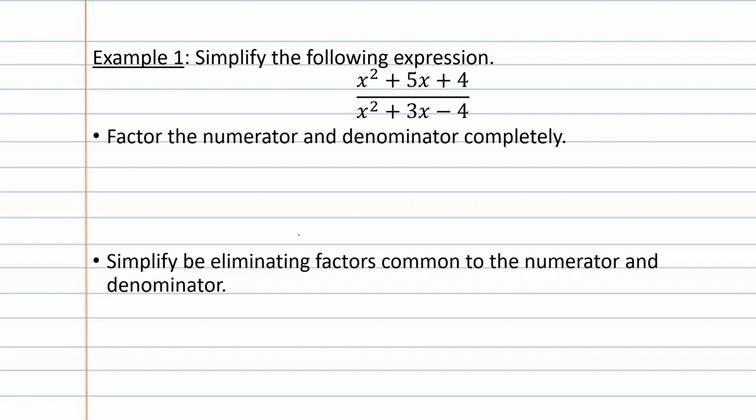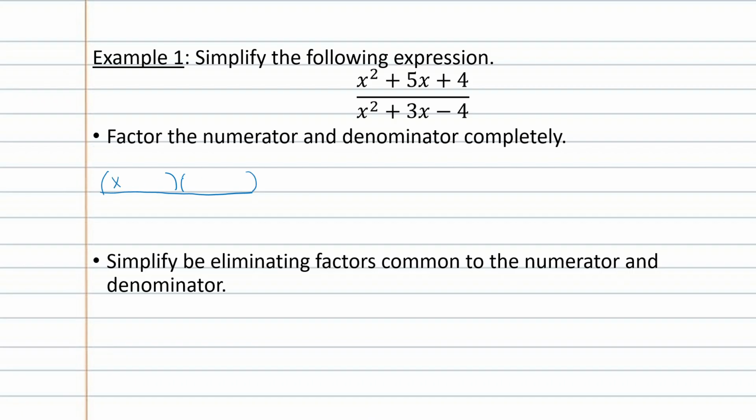So example 1 says simplify the following expression: x squared plus 5x plus 4 over x squared plus 3x minus 4. Like I said, we need to factor the numerator and the denominator completely. We are going to start with the numerator. Now, we need to factor x squared plus 5x plus 4. I'm going to factor that into two terms.